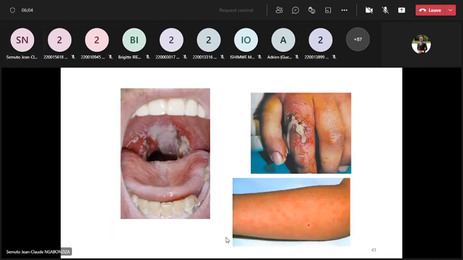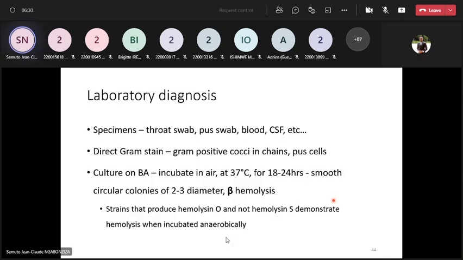So you can see the tonsillitis or the inflammation in here, or skin, the infected wounds, or the rash, scarlet fever with red rash due to the bacterial toxin.